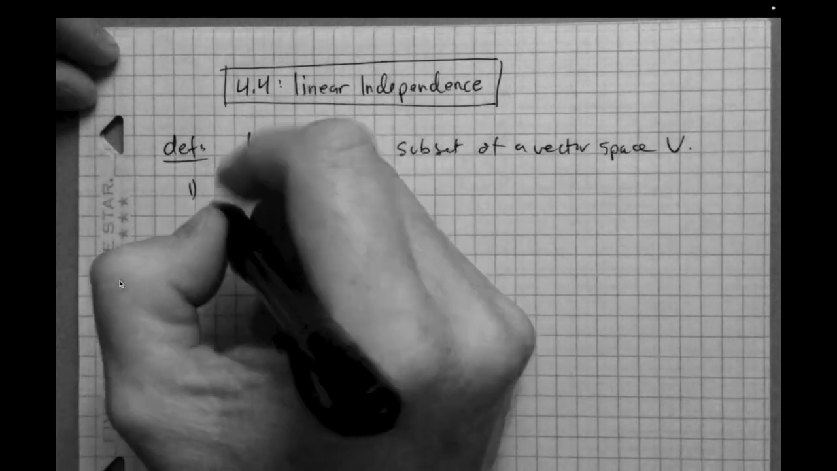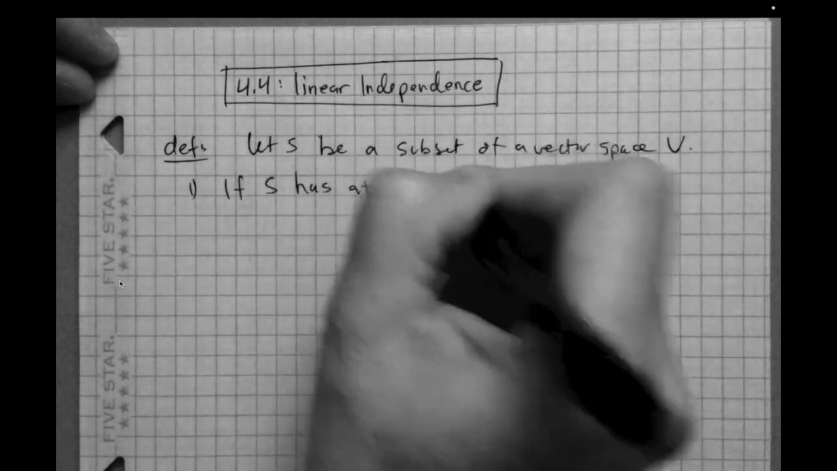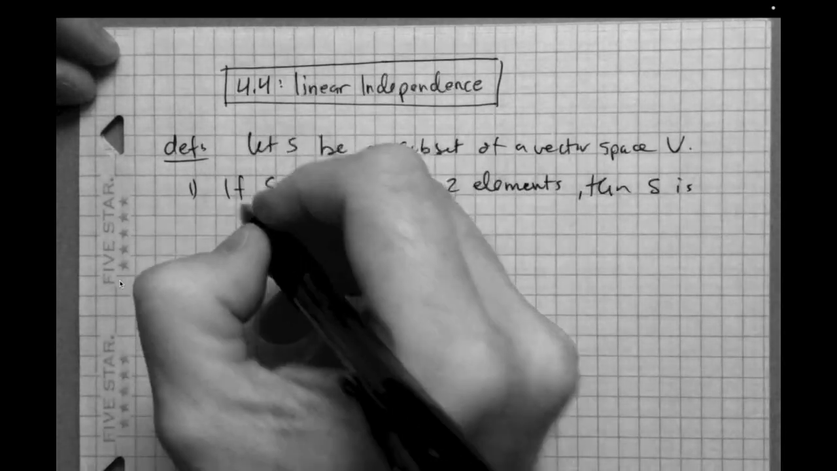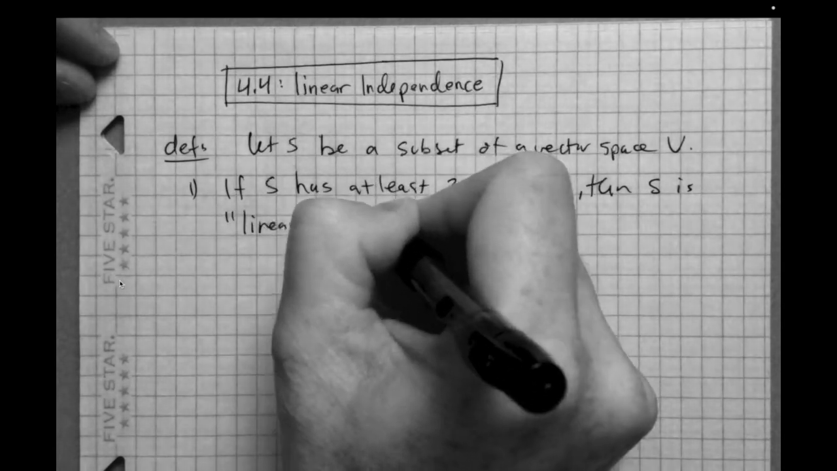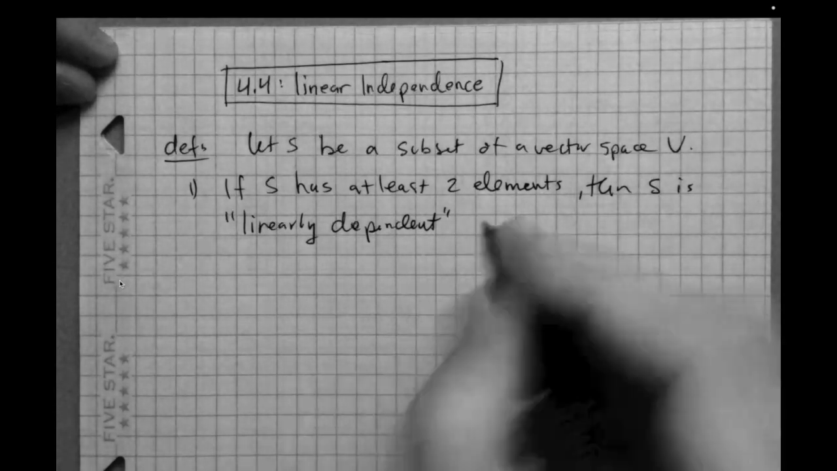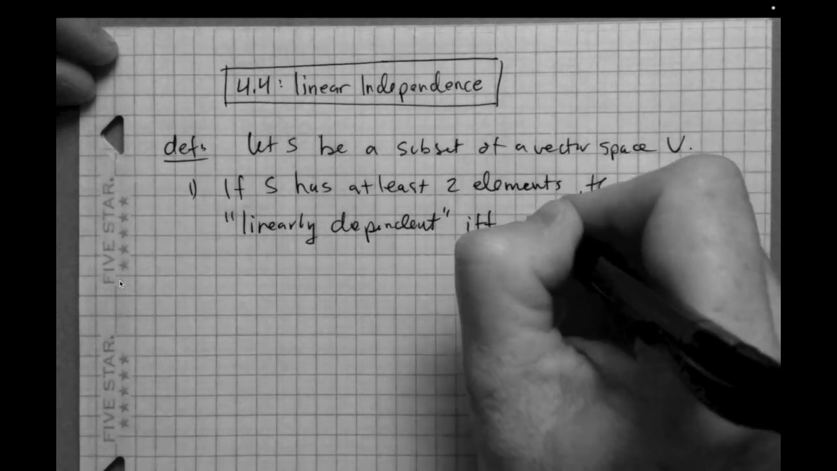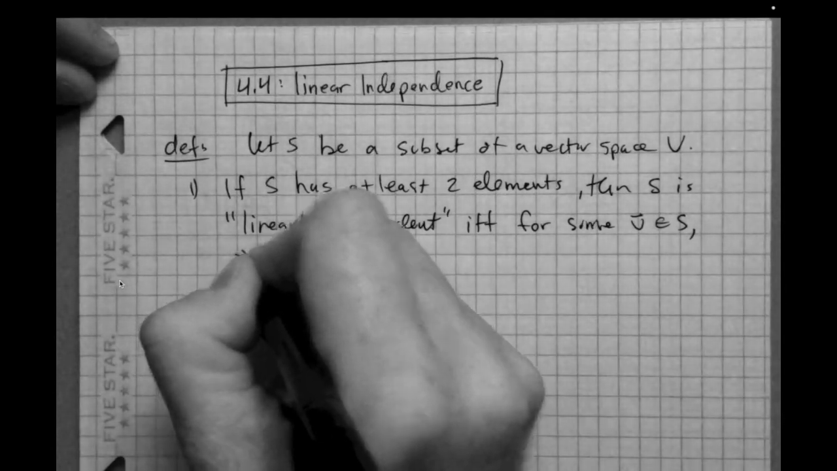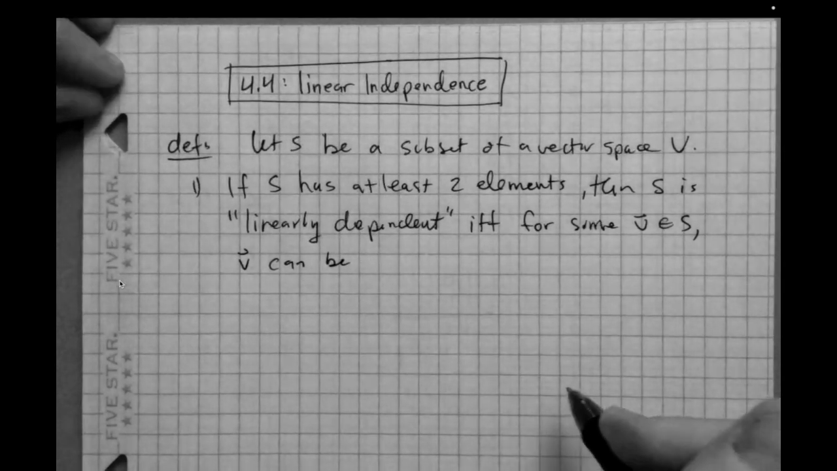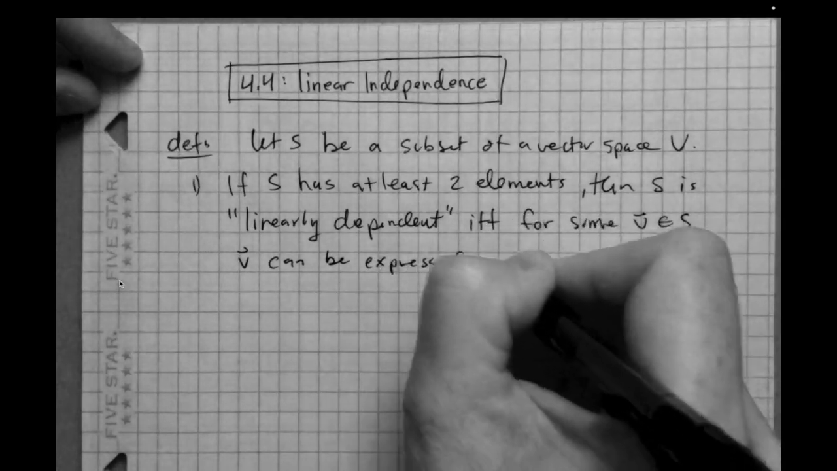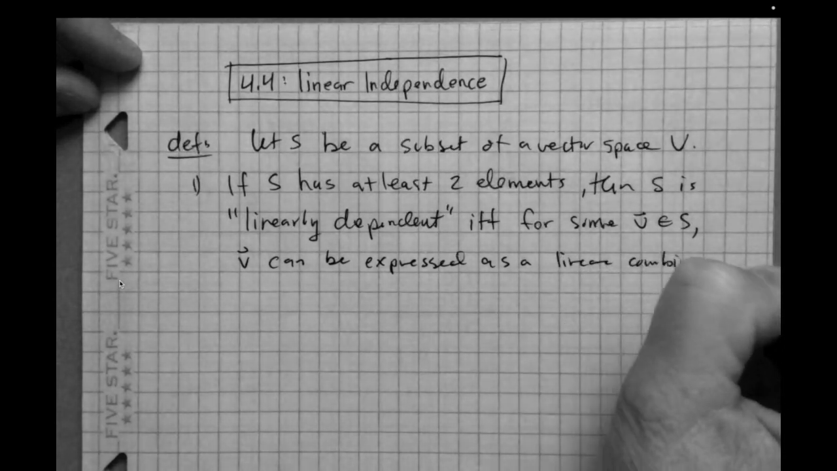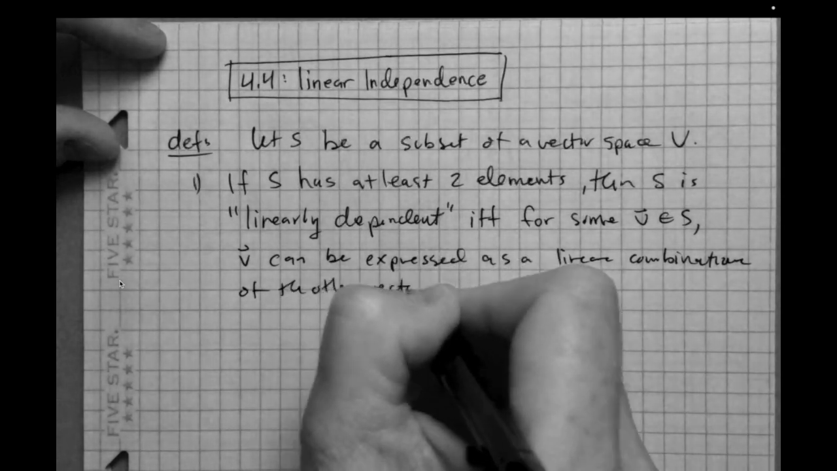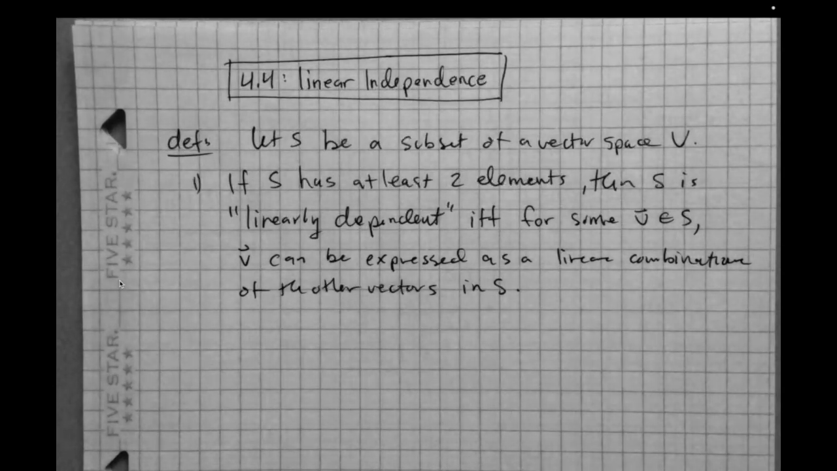If S has at least two elements, then S is linearly dependent if and only if for some v in S, for some vector v in the subset S, the vector can be expressed as a linear combination of the other vectors in S. As I said, this is the meat of the definition.